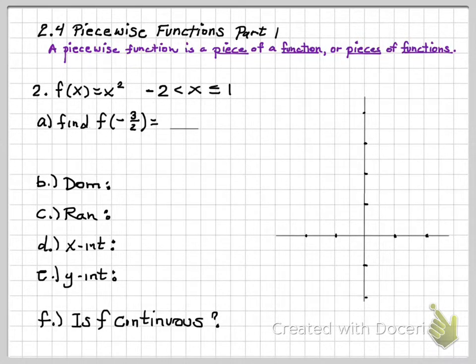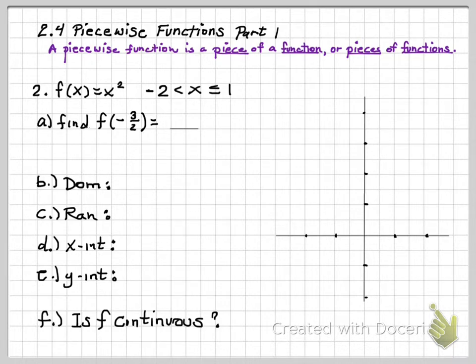All right, here we go with number 2. We have f of x equals x squared with our restriction of x being between -2 and 1, including the 1. So like before, we're just going to go through the graph, and then we'll answer A through F in the second video.